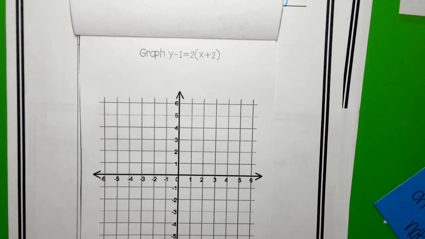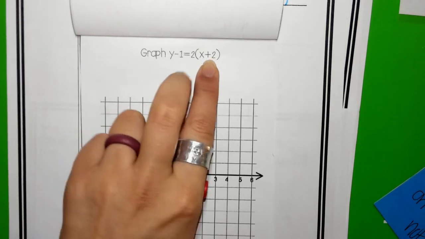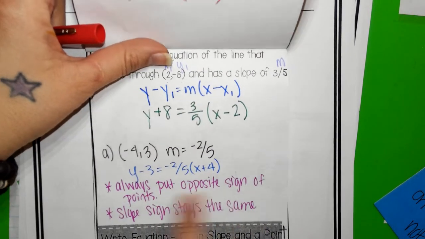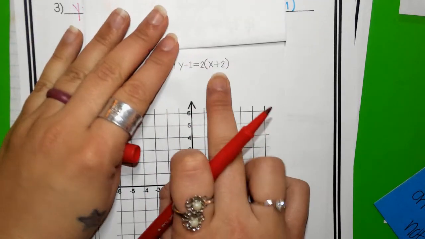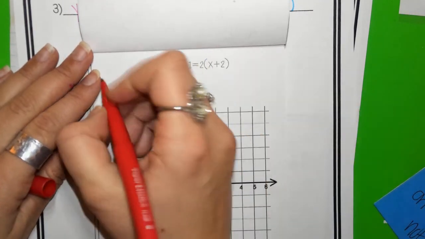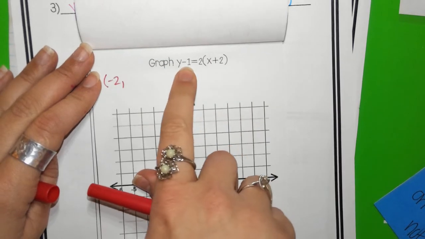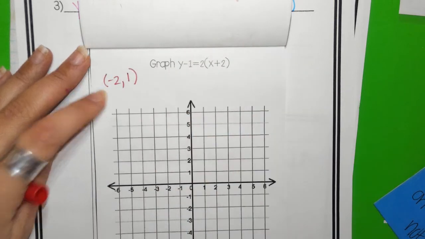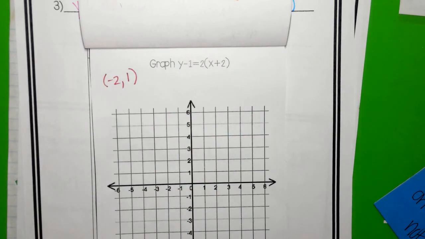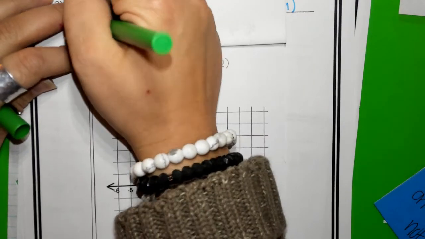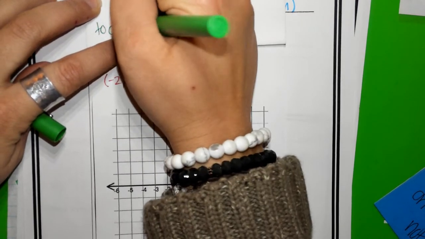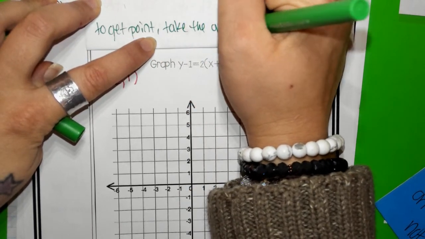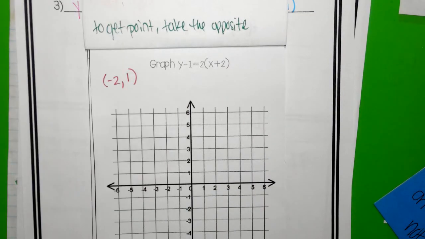So remember, points are in XY form. And it's always the opposite sign. So remember when we wrote right here, always put the opposite sign of points. So what's the opposite of positive? Negative. So our point would be -2, comma what? What's the opposite of -1? Positive 1. So to get the point, take the opposite of your signs. Write that note in your notes.